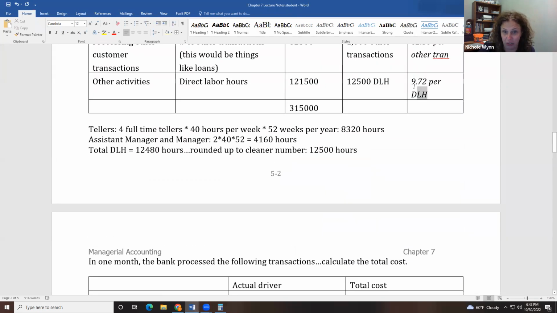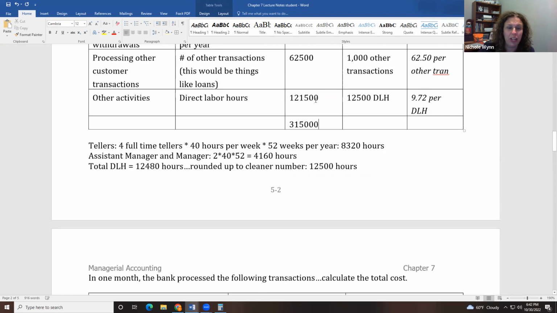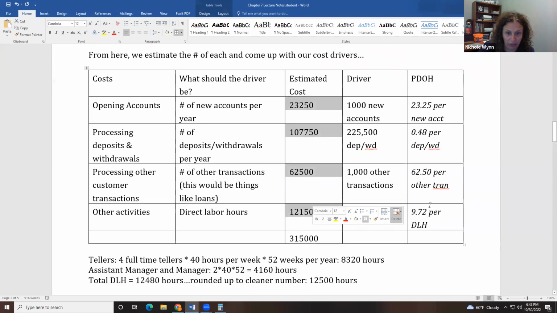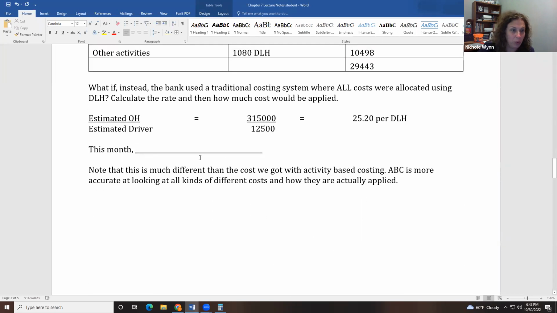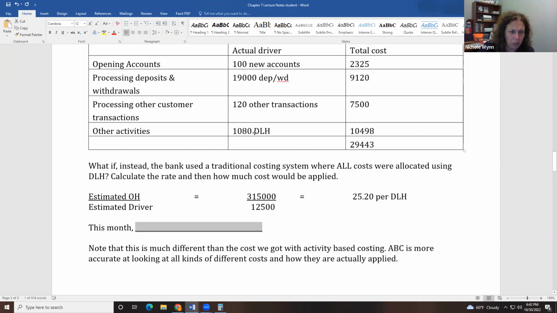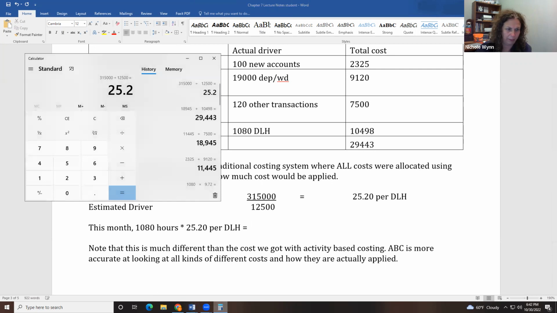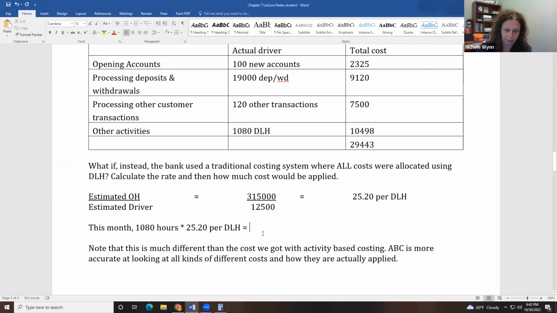We got $9.72 per direct labor hour because we were only taking other activities and spreading them out over direct labor hours. And now we're taking all costs divided by direct labor hours. So our new rate is 25.20. And so this month we worked 1,080 hours times 25.20 per direct labor hour. So this would end up being 27,216.